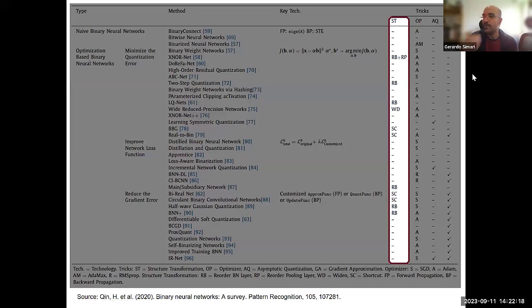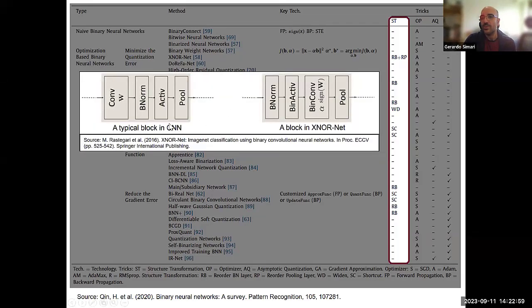For structure, here we can see that the legend says that RB stands for reordering the batch normalization layers, and RP is reordering of pooling layers. So there's a lot that you can do. There's research into optimizations that you can come up with. There's also another one called widening, one of the so-called wide reduced precision networks. Essentially, if you pay attention when you carry out these operations, you can do better.